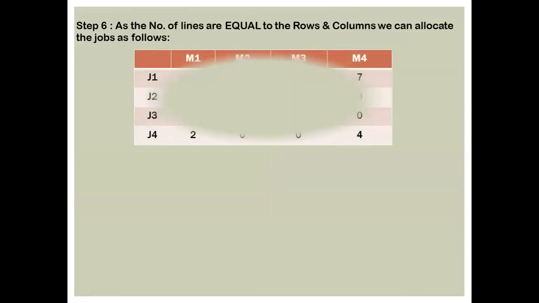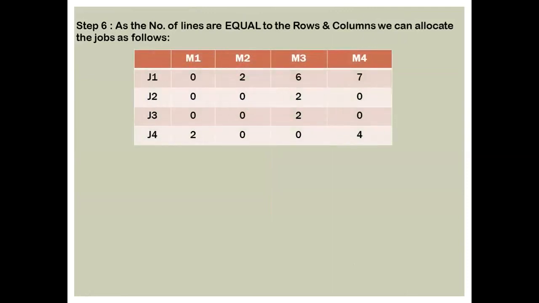So you can allocate the jobs as follows. What was the technique I taught you all, class? Starting with a single zero. So as you can see in the first row, you have a single zero. I will put that in a box and simultaneously I will cancel the zero in that particular column.